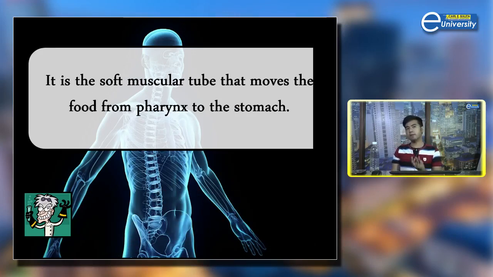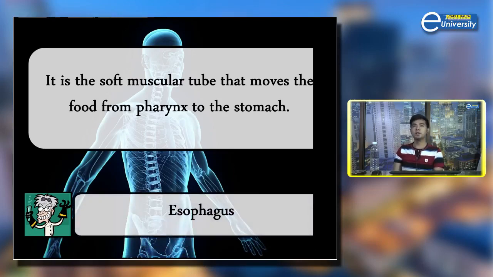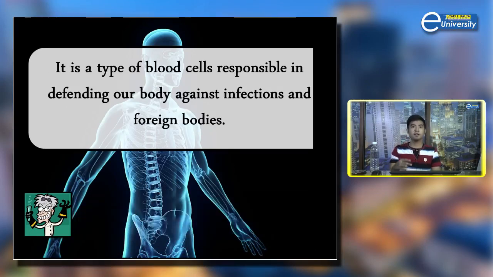Next, this question is derived from the digestive system. It is a soft muscular tube that moves the food from the pharynx to the stomach. And the correct answer is esophagus. Very good. So again, the esophagus is a soft muscular tube that moves food from the pharynx to the stomach.